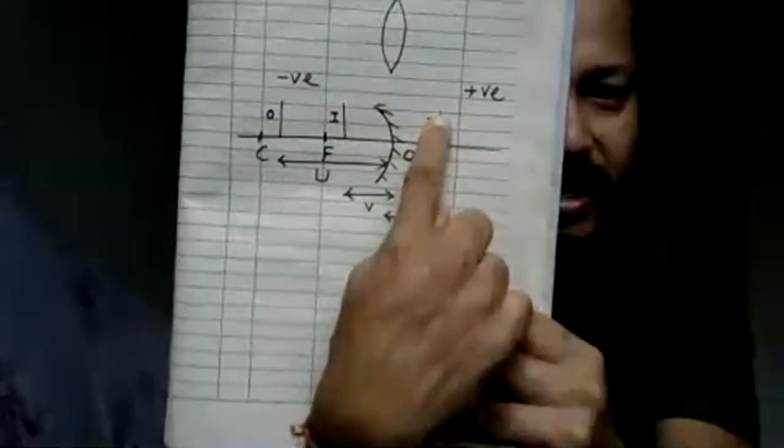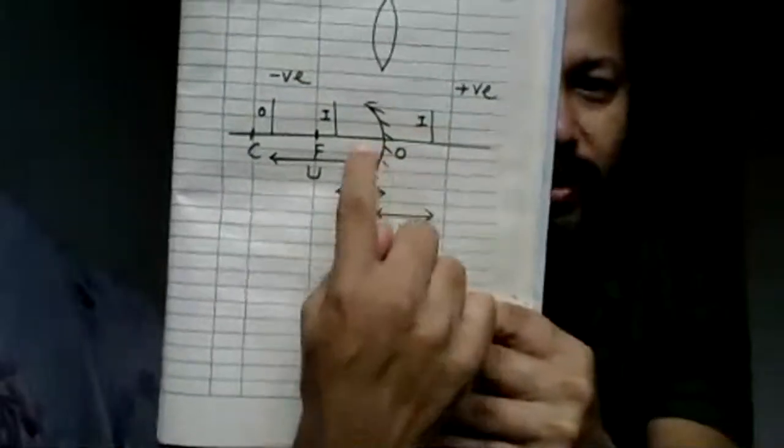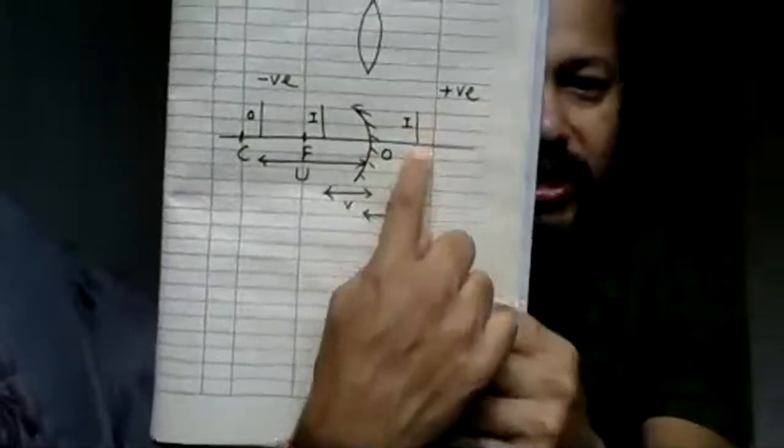But when the image distance is positive, what image is it? When the image distance is positive, it means the image is forming at the back of the mirror. I told you in the videos, when the image is forming at the back of the mirror, this is called a virtual image. Yes, virtual.